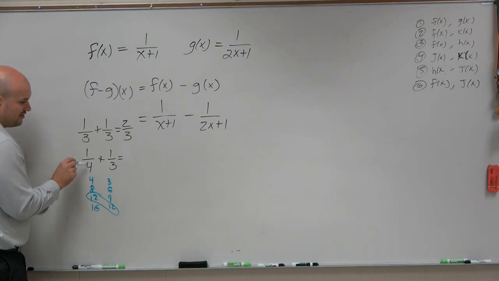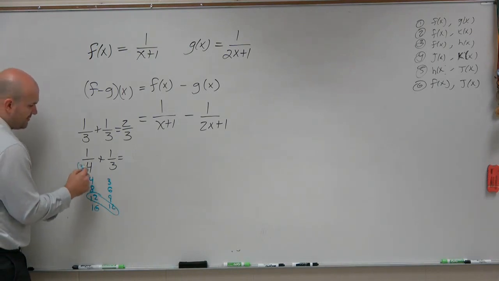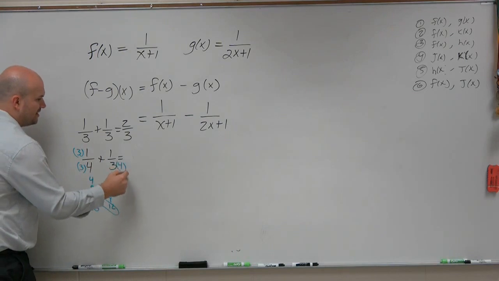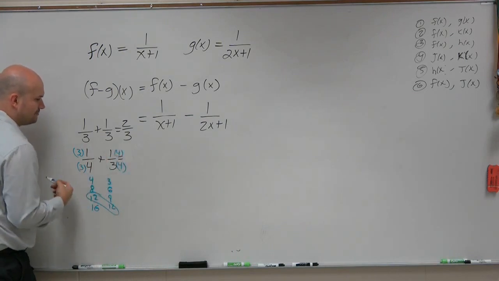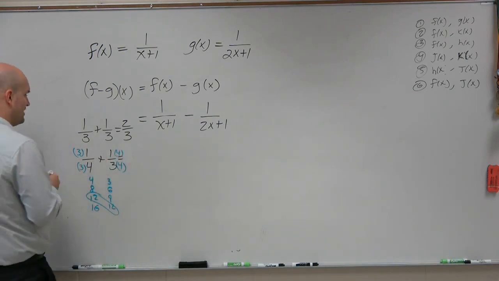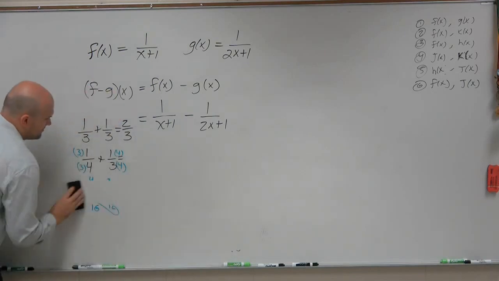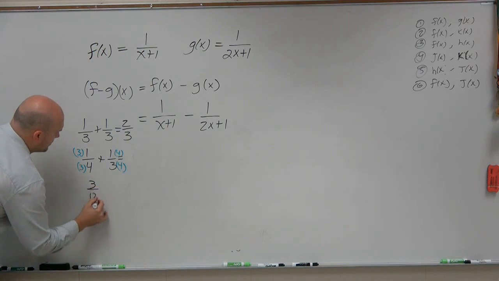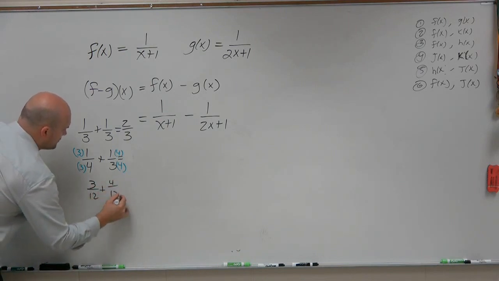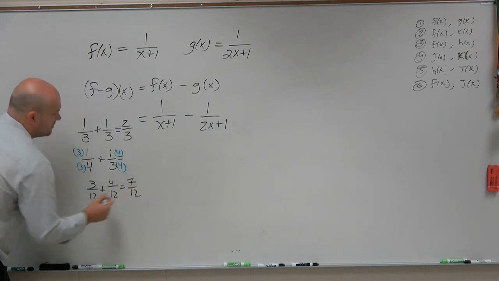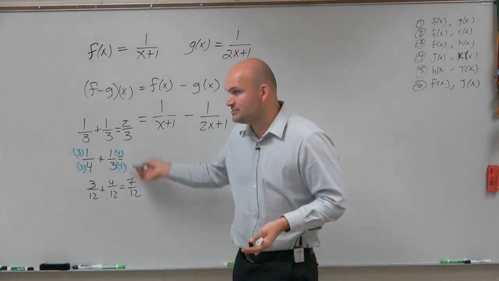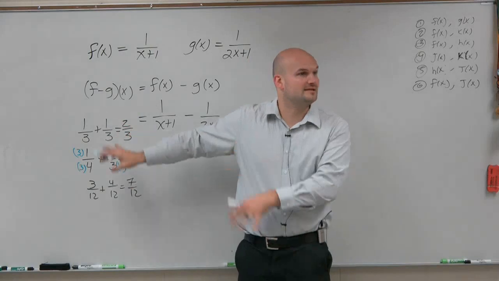So if I need to get 4 to be 12, I need to multiply by 3. I have to make sure I multiply 3 on the top and the bottom. And over here, 4 on the top and the bottom. All right? So once I go ahead and do that, I'm going to erase this now. I now would obtain 3 over 12 plus 4 over 12, which equals 7 over 12. So it wasn't that fun, but it just required a little bit more work, but this was all work that you guys have already done way back in the day, right?